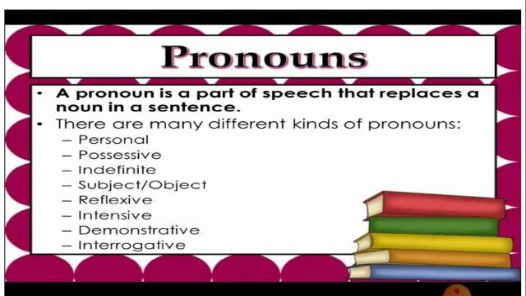So there are many different kinds of pronouns. There are personal, possessive, indefinite, subject and object, reflexive, intensive, demonstrative, and interrogative pronouns. So let us see them one by one.